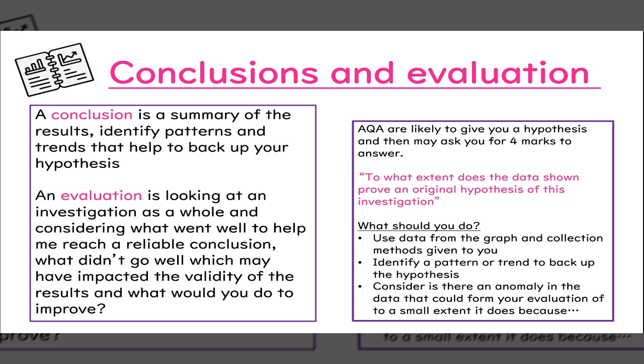Use the data from the graph or collection methods given to you, identify any patterns or trends, so give some specific examples of, has it rapidly increased or decreased if it's about the speed of a river. Consider, is there an anomaly in the data that could form your evaluation of to a small extent. So if there is a number that doesn't quite look right, or on the graph it spikes, that is where you could say, well, to a small extent, it doesn't prove its original hypothesis because in section B of the river, there was a spike in the speed of the river, or there was a decrease in the speed of the river.